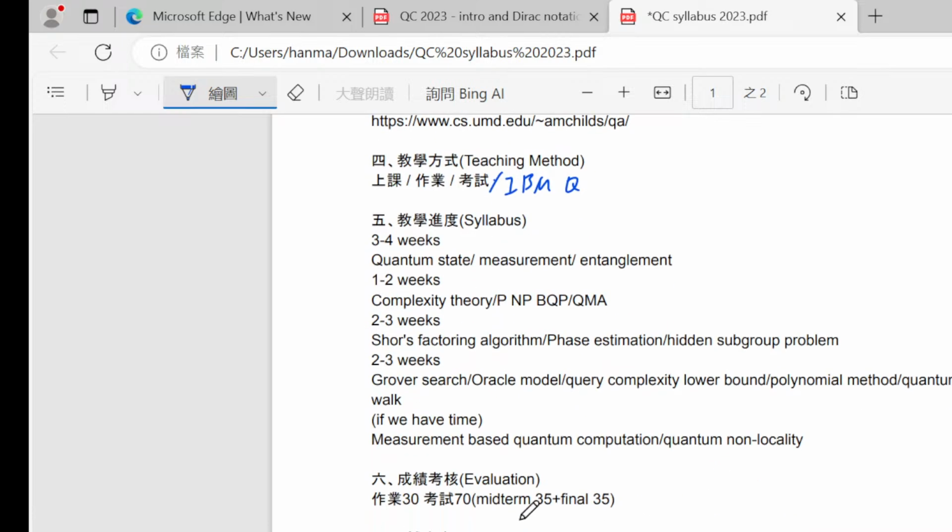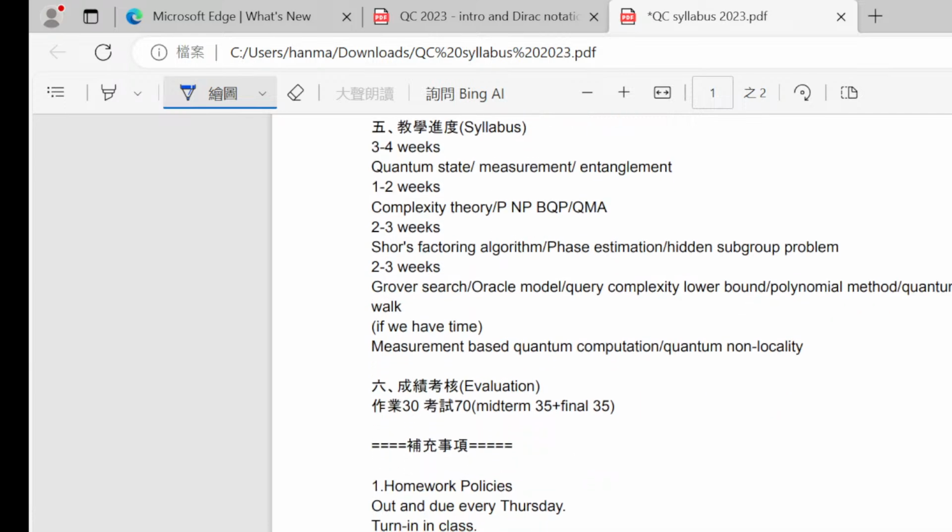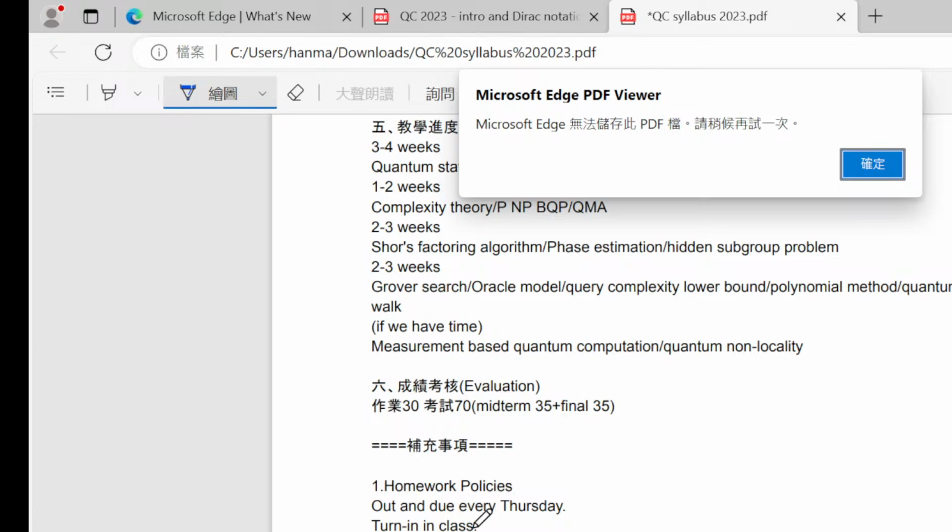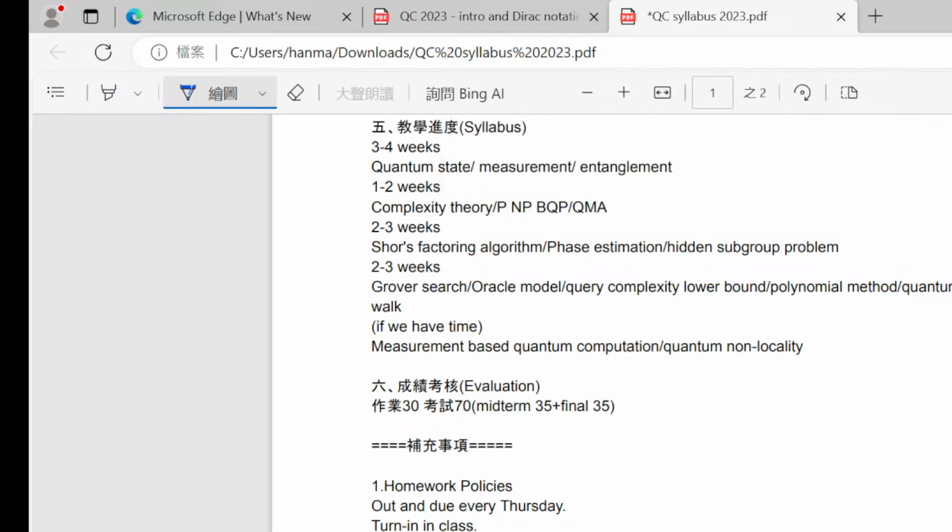Okay. And here is how everything is evaluated. Mostly it's on the tests, which are 70%, and the homework is 30%. And homework policy. We will have weekly homework, and it will be due every Thursday. Hopefully they don't take you too long. And turn-in, I guess mostly is in class, but it's basically any way you can give it to a TA, okay? Give it to the TA.